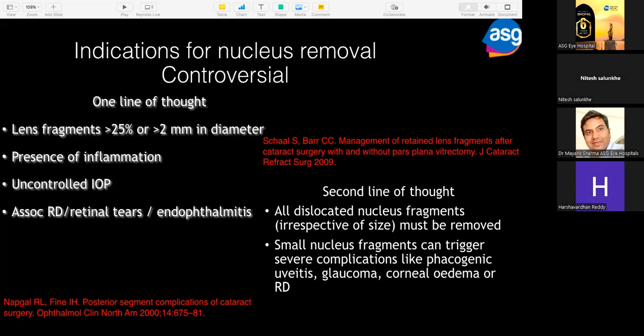Now, what are the indications for intervention? How do you decide whether or not you want to intervene and do a lensectomy? There are two schools of thought here. One says that the dropped lens fragments have to be more than 25% or 2 mm in diameter, or there should be inflammation, a secondary rise in IOP, or associated RD, retinal tears, or endophthalmitis. The second school of thought says any dislocated nuclear fragments should be removed. This is what I follow: small chunks of cortex may not need any intervention, but any nuclear fragment, irrespective of the size, is better removed.